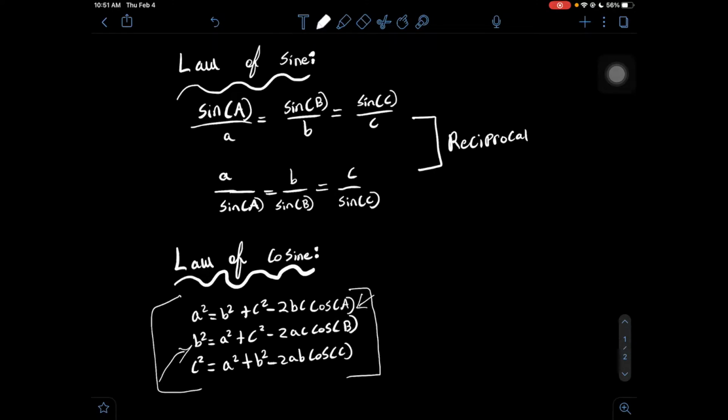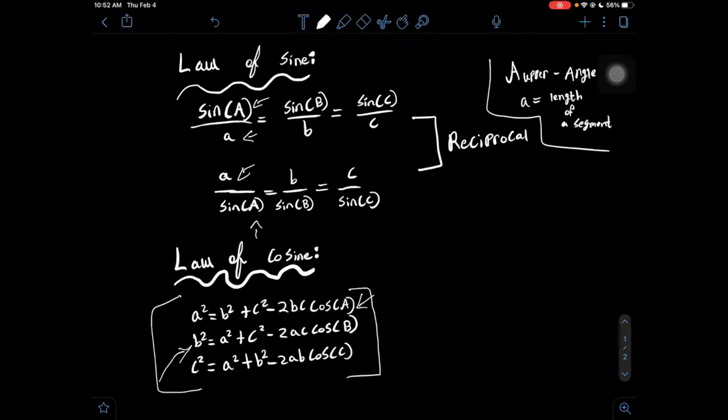You can see that there's a capital letter on top and a lowercase at the bottom, or, in this scenario, a lowercase at the top and an uppercase at the bottom. The uppercase represents an angle, whereas the lowercase represents the length of a segment or side. So that should clear up some confusion that some have had.